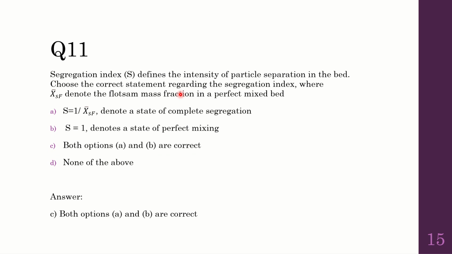So if it is perfect segregation, we have S is equal to 1 by XF. S is equal to 1 denotes complete mixing. So segregation index S is defined by XF top in the top region, by XF in the completely mixed bed. So S is equal to 1 by XF denotes a perfect segregation or complete segregation, and S is equal to 1 denotes a perfect mixing. So we'll go to question 12.